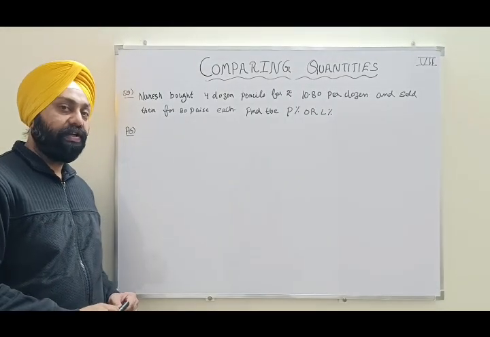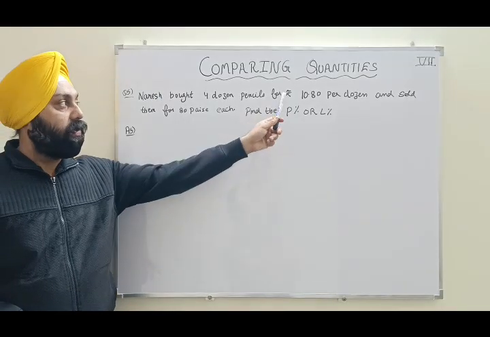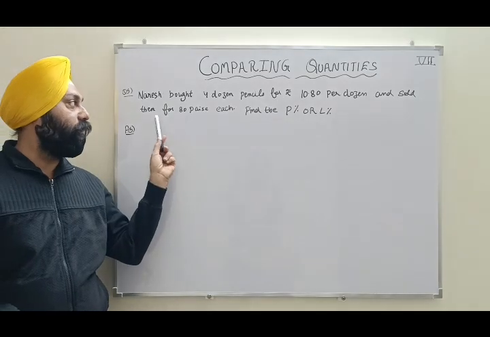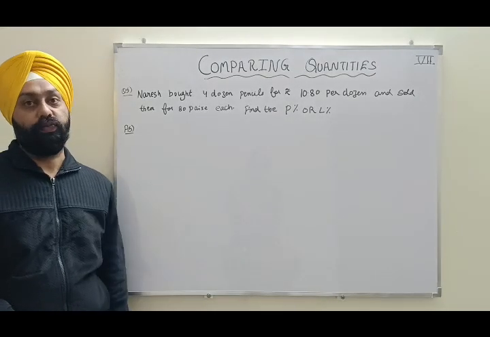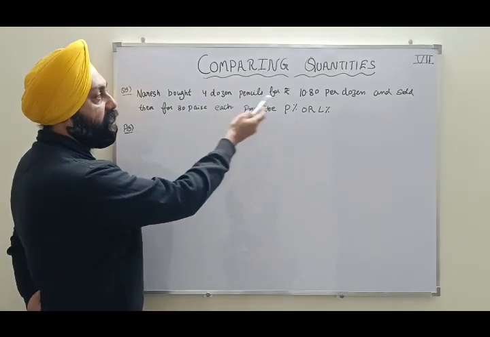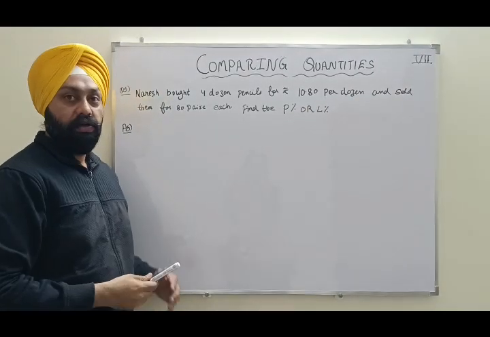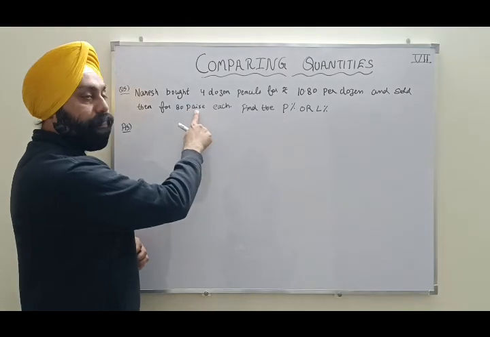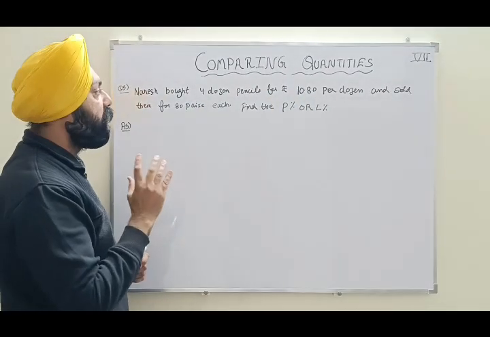So our next question is, Naresh bought 4 dozen pencils for 10 rupees 80 paisa per dozen and sold them for 80 paisa each. Find the profit percent or loss percent. Here many numbers are given, like 4 dozen, this much per dozen, and 80 paisa. So first of all we will see that this is in paisas and this is in rupees. So first we will make the units same.